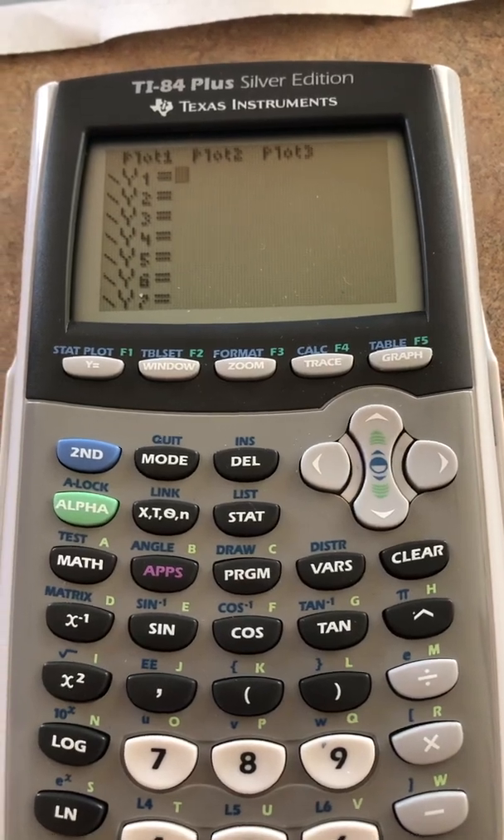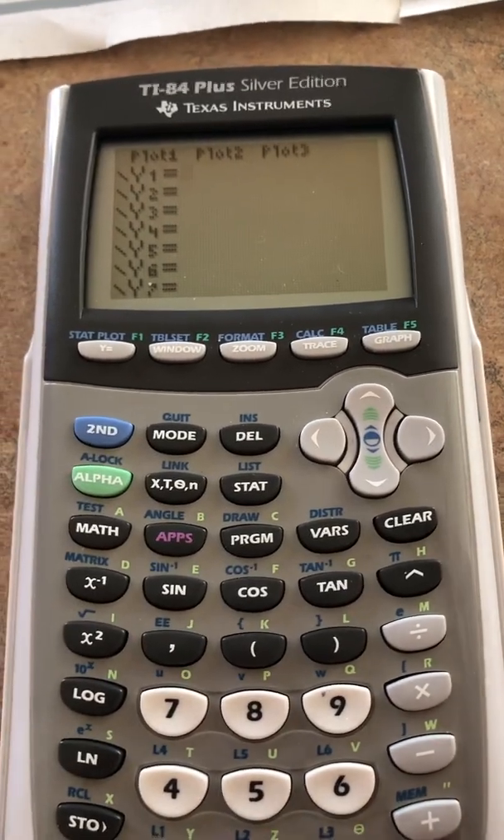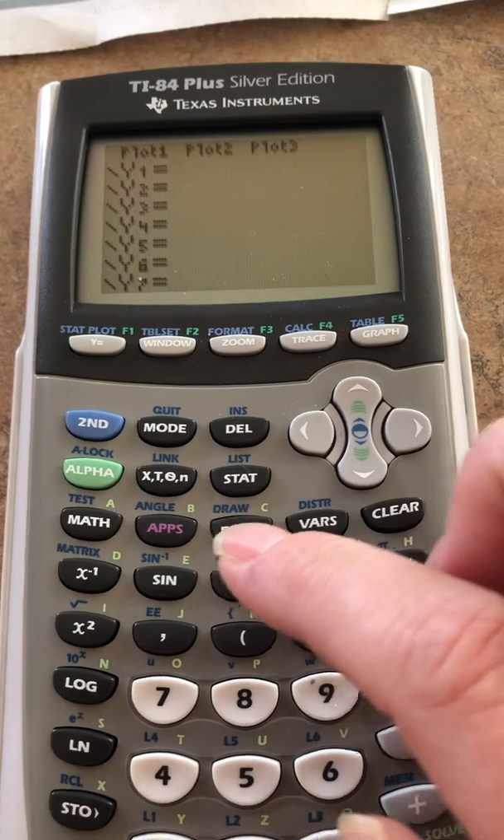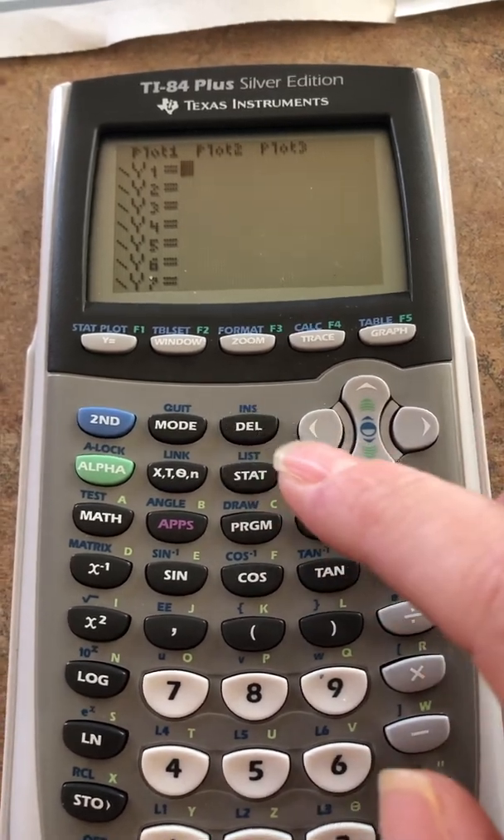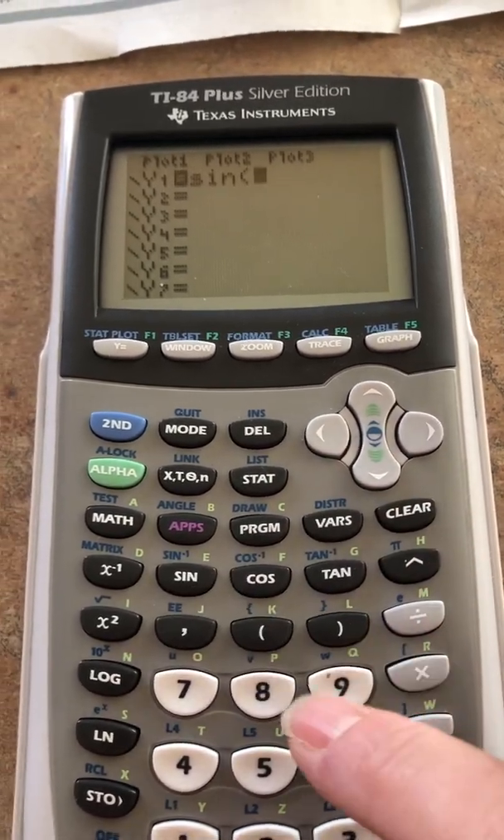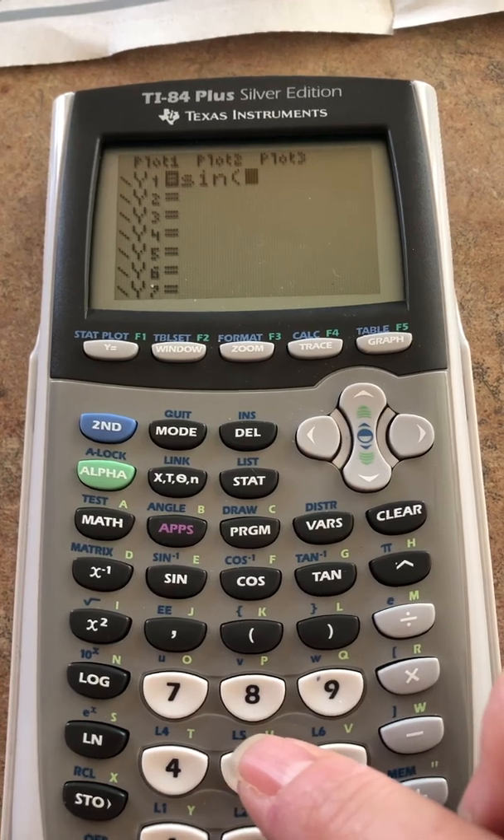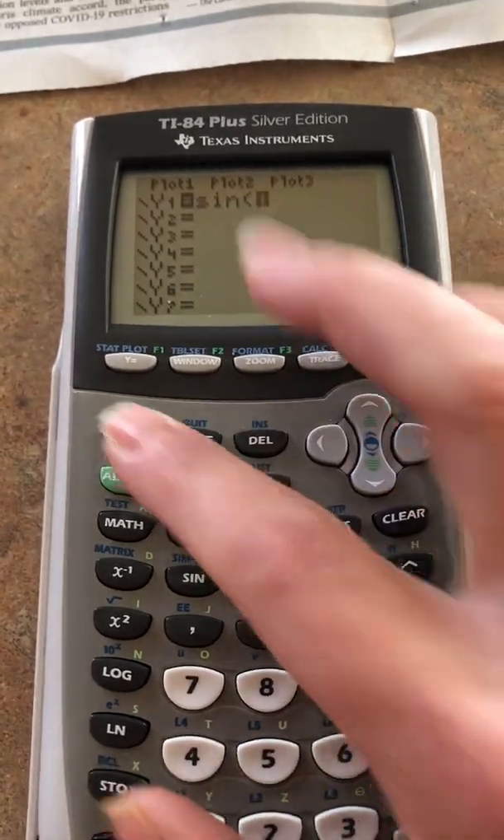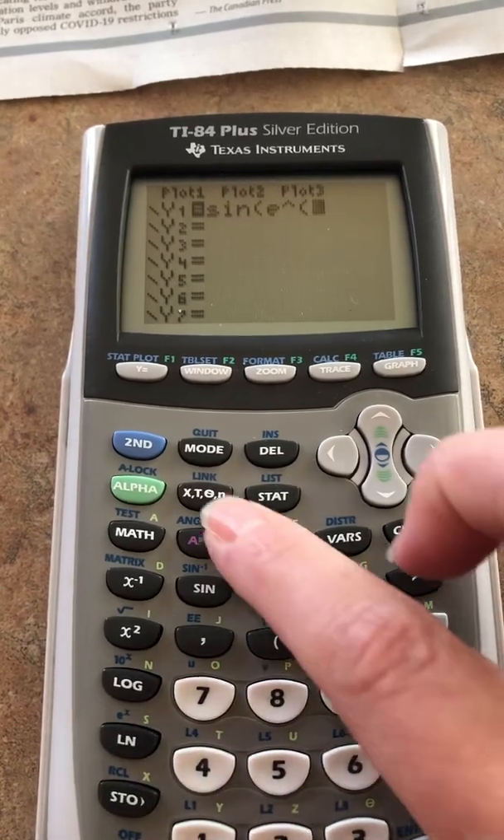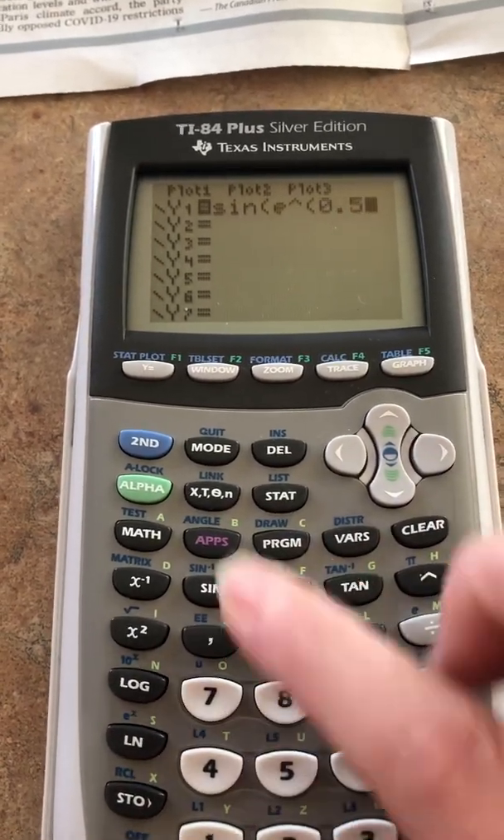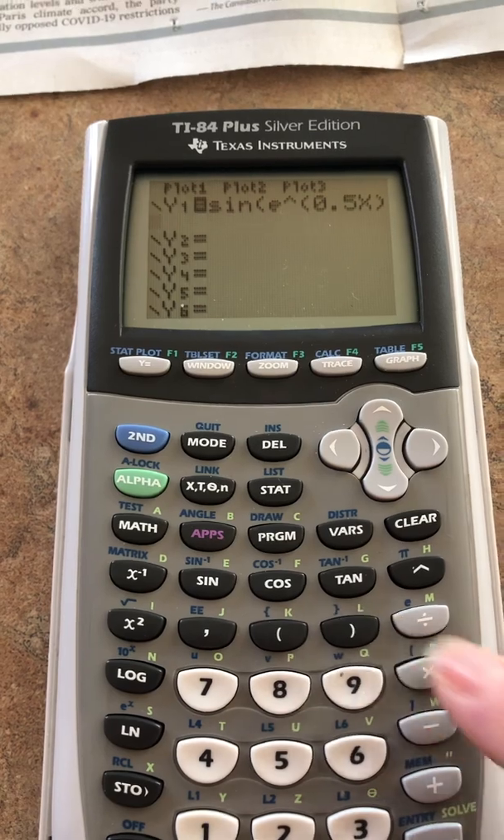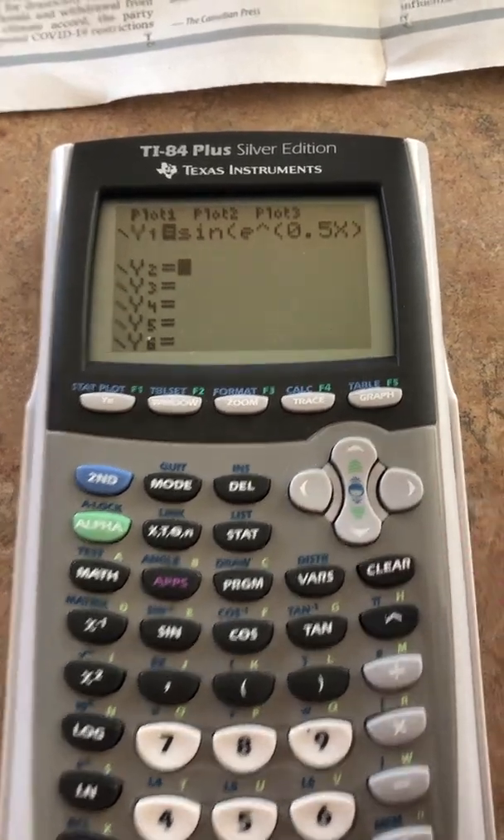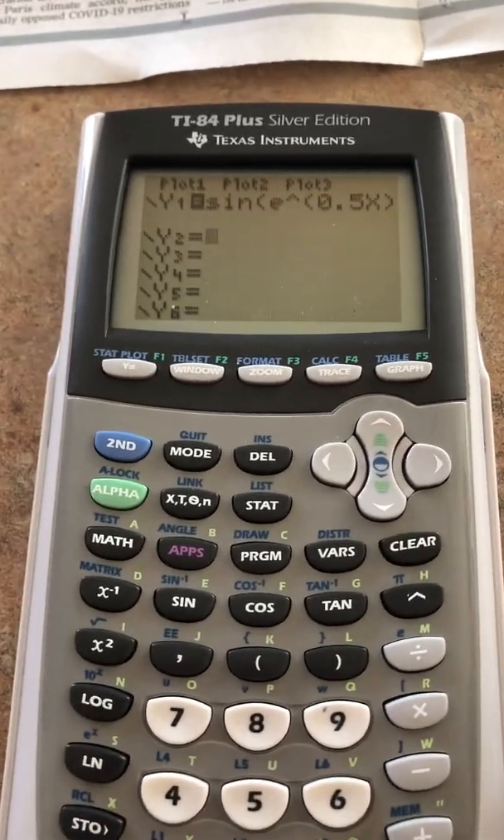Okay, this is how you do number 6. I'll try to be steady here. So the function, you go to y equals, and it's going to be sine. And this calculator is not as good as some of the calculators you guys have. But anyways, e to the power 0.5x. Okay, that's going to be the main function.